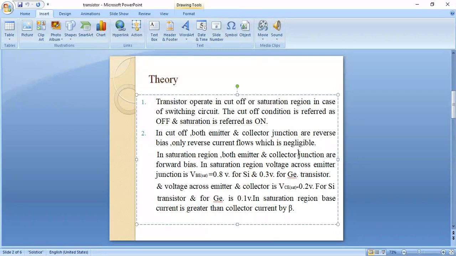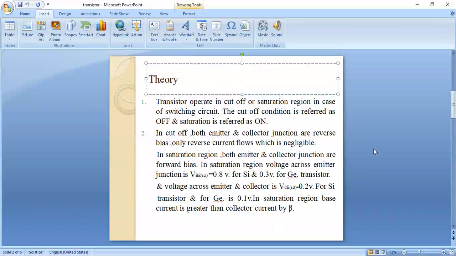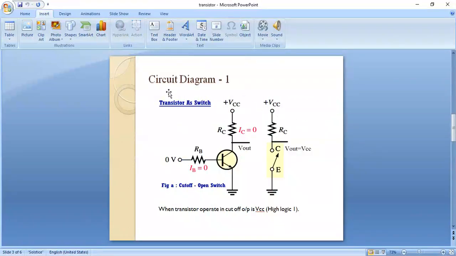The first condition is the cutoff condition. This is the circuit diagram. You can see here in the cutoff condition, when the input voltage is zero, no current flows at the base terminal. Base current is zero, and collector current is also zero. These are the theoretical values, but practically negligible current is flowing at the base and collector terminals. So no current is flowing.